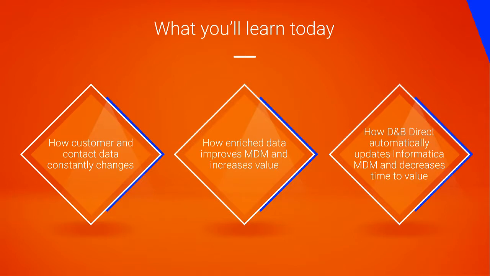Today we will share how customer information and contact data is dynamic and is in a constant state of change, impacting not only business outcomes, but also productivity, which may be contributing to hidden costs. We'll review how enriched data helps improve MDM and increases the business value of your data. And we'll show you how Dun & Bradstreet Direct for Informatica can quickly access the Dun & Bradstreet Data Cloud, which contains more than 300 million business records, to ensure that the customer data in your MDM solution remains trusted, complete, and current.